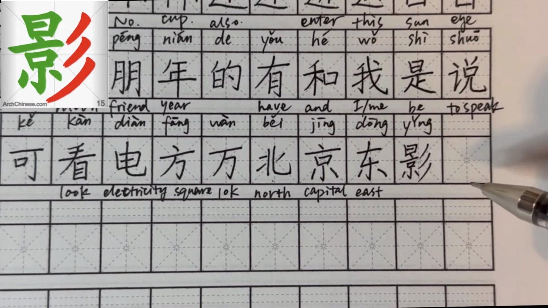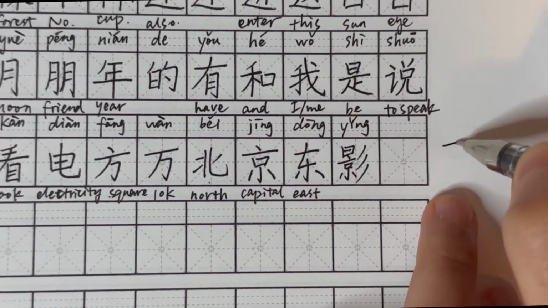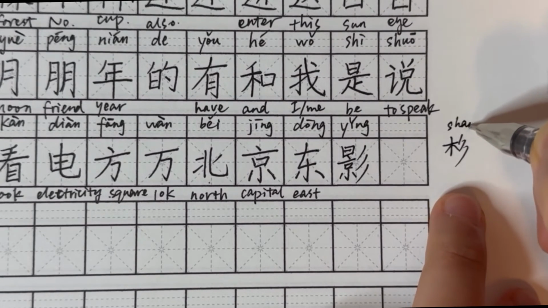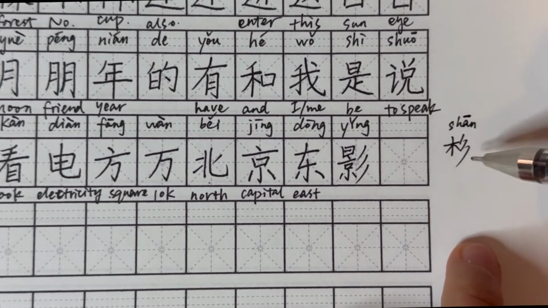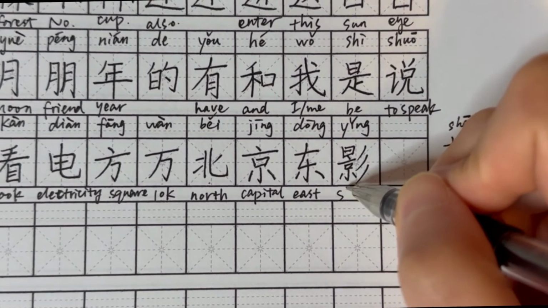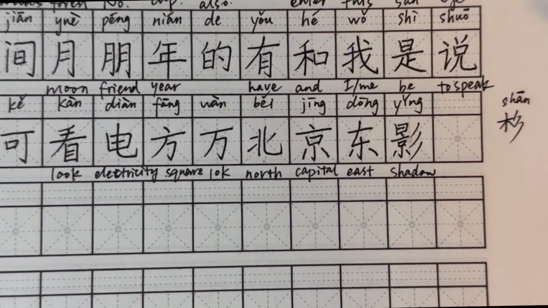Okay, we call this radical 彡 radical. It comes from this character, pronounced as 彡. It's the most typical character with this radical. 影 means shadow. I'll show you the picture here. Alright, next character.